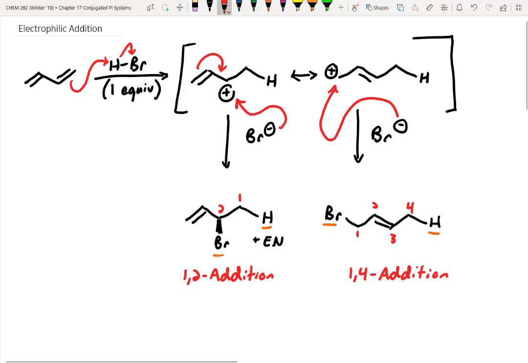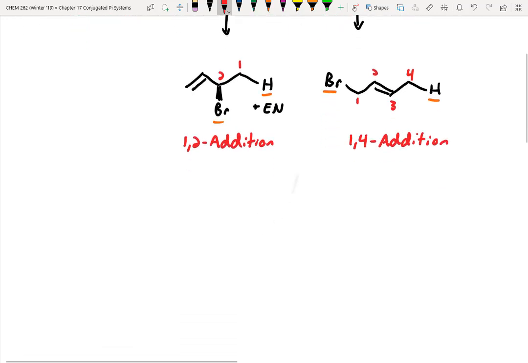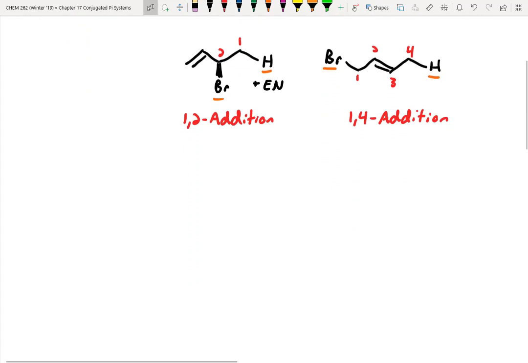Yep. So if we're naming it like 1,2 addition or whatever, it doesn't matter how many functional groups, it's not attached to the 3 and 4 carbons, it's just how many carbons away they are. Yeah, so the numbering is just counting how many carbons are in between the 2 new atoms that were added in. So in this case, it's 2 versus 4. All right, now my question is, which of these is more stable, the 1,2 addition product or the 1,4 addition product?